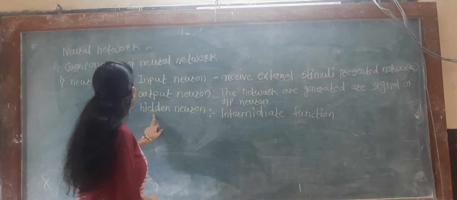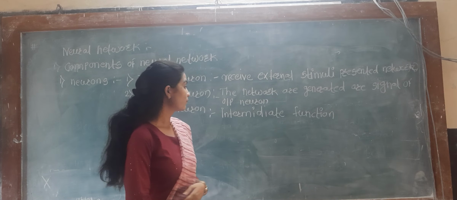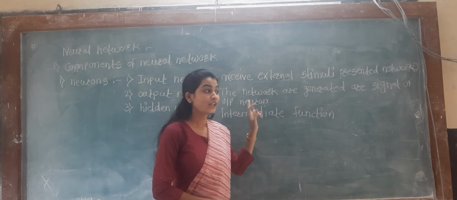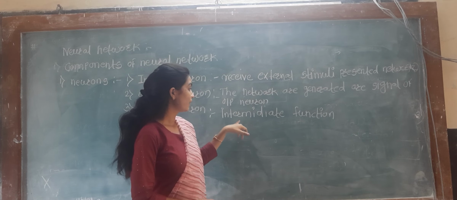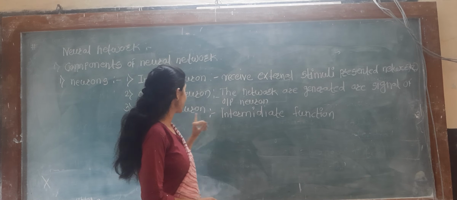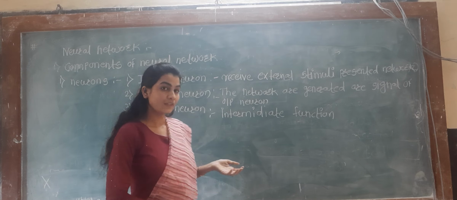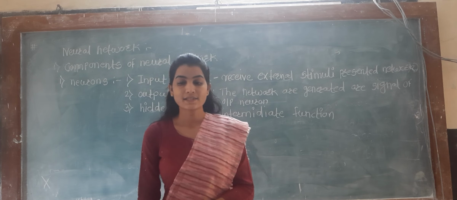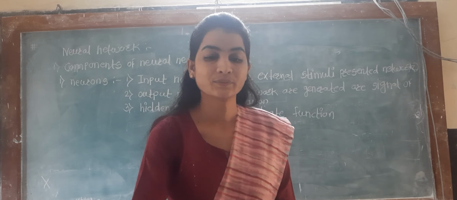And then the next neuron will be the hidden neuron. Hidden neuron means it is an intermediate neuron. Between the input neuron and output neuron, the middle layer neurons are also called hidden neurons. Then we will see an example of neural network.